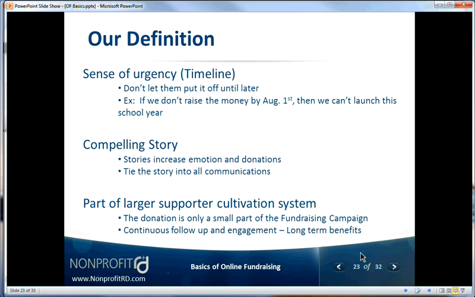And so you want to put timelines and end dates on your campaign. The example I have here is if we don't raise this money by August 1st, then we can't launch this school year. So people know they have to donate now so that you have an opportunity to build the new after-school program, and then actually get that launched and going. So give them those timelines. If you're talking about end-of-year fundraising, there's a built-in timeline. People know they have to donate by December 31st. They're not going to get the tax write-off, et cetera.